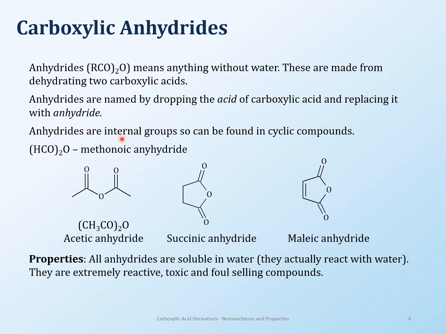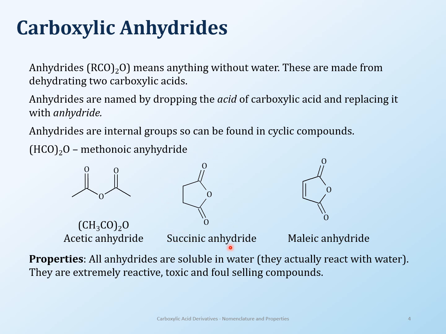Anhydrides are generally going to be internal groups, so they are found between carbons. Internal group means you can find them in a ring also. Like acyl chlorides, those are terminal groups. You only find them at the end. But carboxylic anhydrides, you can find them in a ring as well. So for example, something like this.